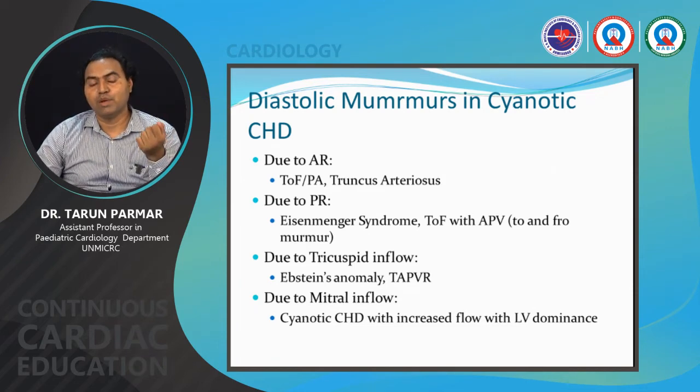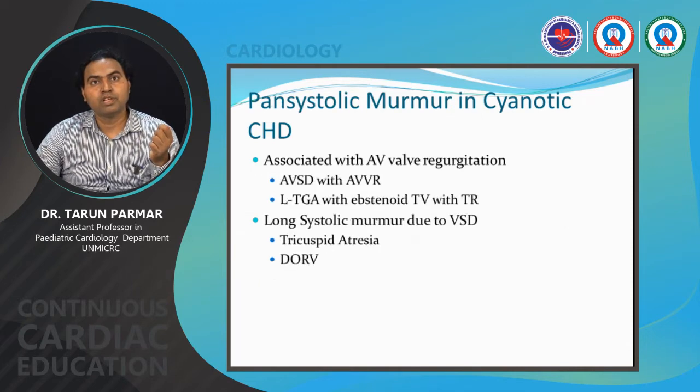And then TOF with absent pulmonary valve syndrome, there is a to-and-fro murmur in this situation. And then due to tricuspid inflow you can hear a diastolic murmur in Ebstein anomaly or the TAPVC situation. Pansystolic murmur in cyanotic CHD usually happens in AVSD with heavy AV valve regurgitation or CCTGA with Ebstein-like tricuspid valve with TR.